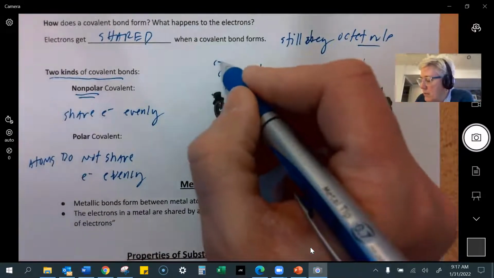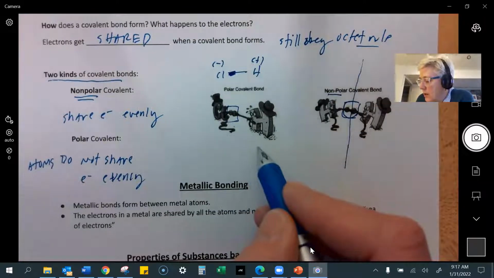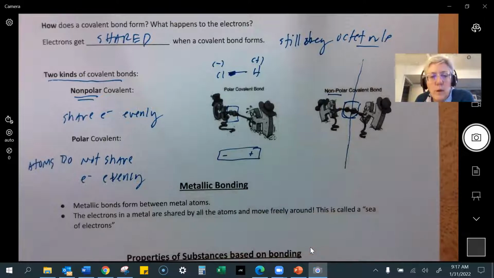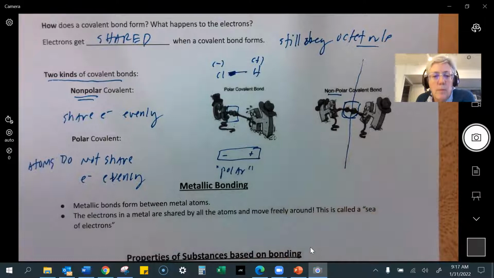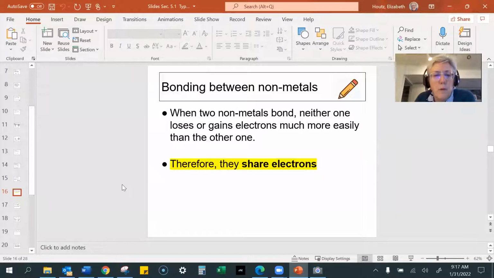So this end becomes a little bit negative and this end becomes a little bit positive, kind of like a battery has a negative end and a positive end. That's why it's called polar, because we have poles, positive sides and negative sides. All right, let's go back to the slides here for a second. So covalent bonds share their electrons.